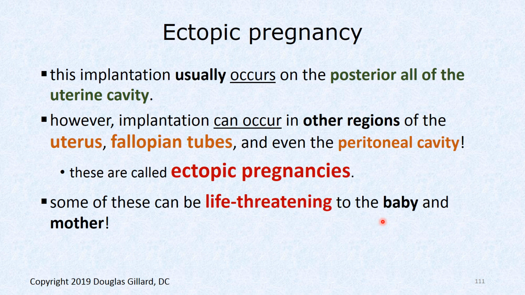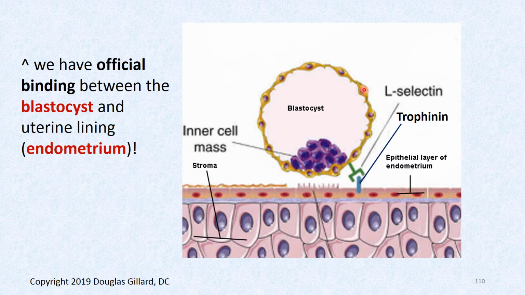Ectopic pregnancy. Normally, by the way, this binding right here normally occurs on the posterior wall of the body of the uterus. Sometimes it doesn't. And sometimes it's a problem, sometimes it's not a problem. It depends where it binds. If this binding right here occurs in the fallopian tubes, it's an ectopic pregnancy. In fact, an ectopic pregnancy means that you have not bound to the posterior wall of the uterus where you're supposed to. That can be very dangerous.